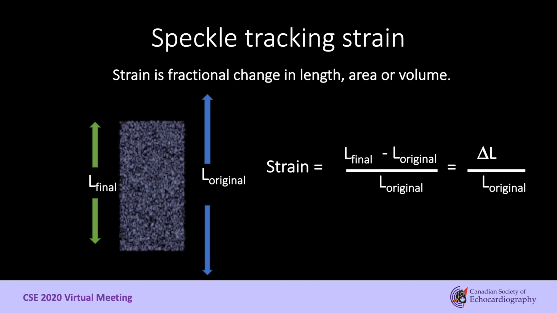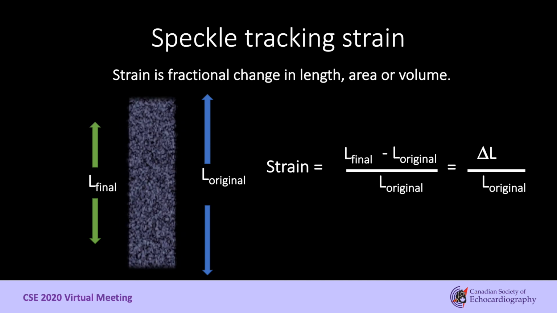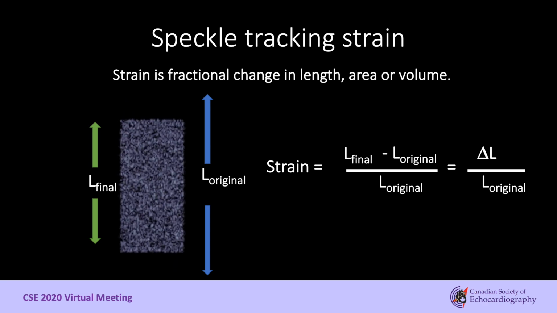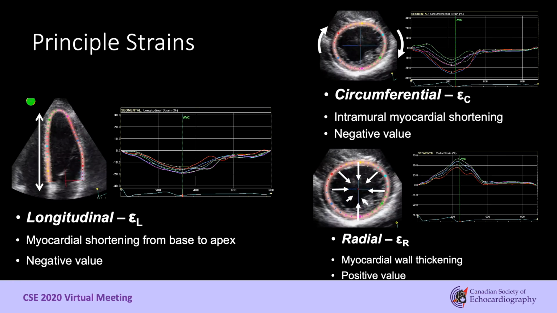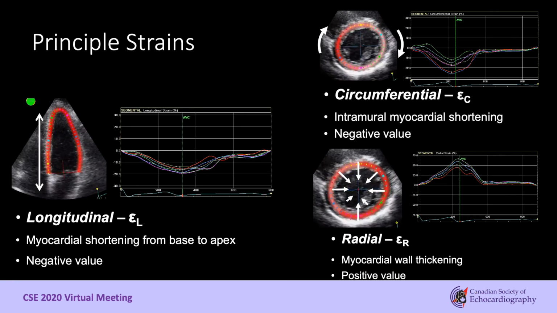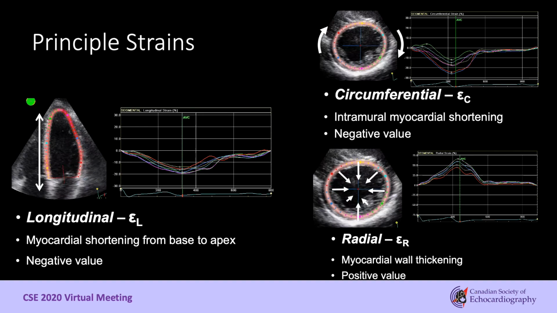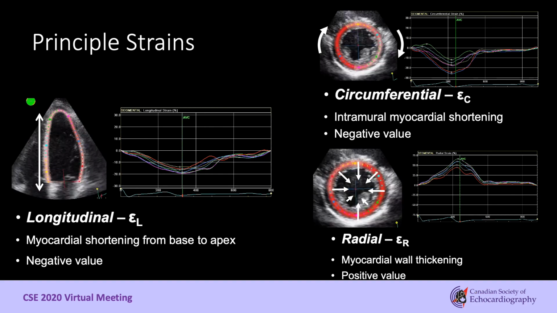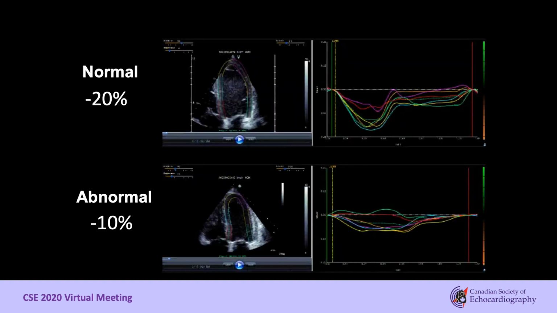Now, strain is a calculation, and it's the fractional change in length or area or volume. How it's calculated is usually the final length minus the original length over the original length. Now, this calculation is important because it explains why longitudinal and circumferential strain are negative values versus radial strain is a positive value. Both longitudinal and circumferential strain result in myocardial shortening, and so the final length is smaller than the original length, and so that's why you get a negative value. Most clinically useful strain is longitudinal strain, and the remainder of this talk will focus on that.